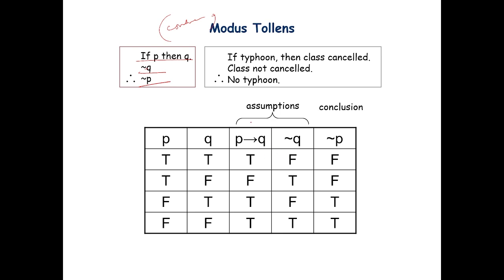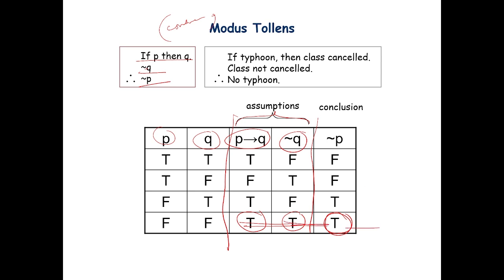Again, we're gonna derive the logical truth table for these statements, and after that we're gonna look at when the assumptions are all true. Here the assumptions are all true. You can see that the conclusions are true, right? So this argument form must be valid.